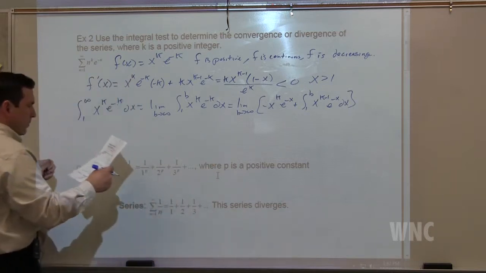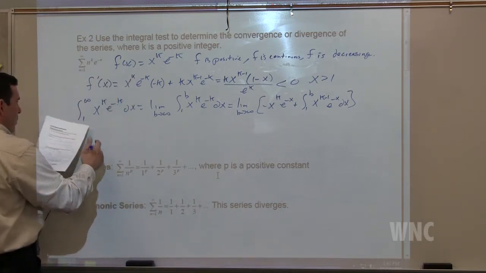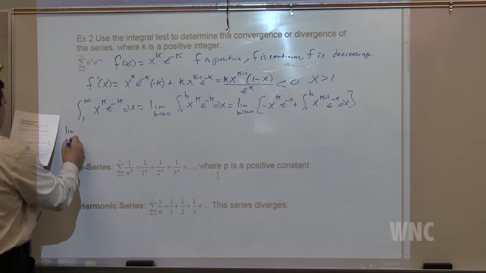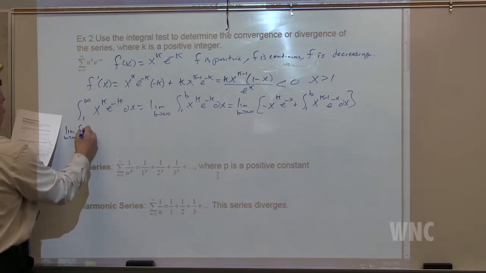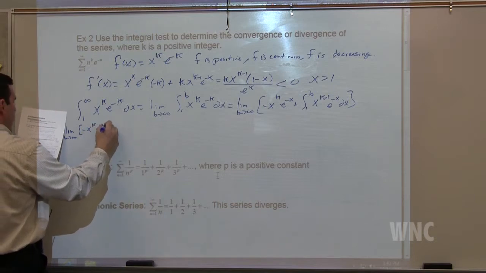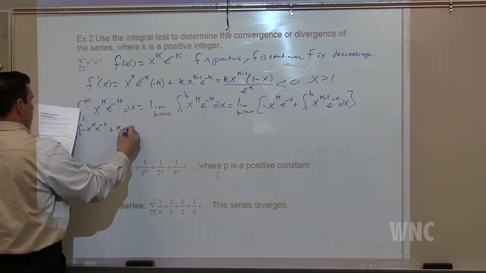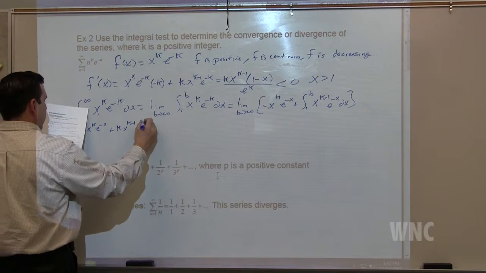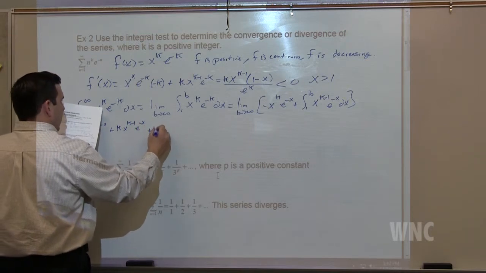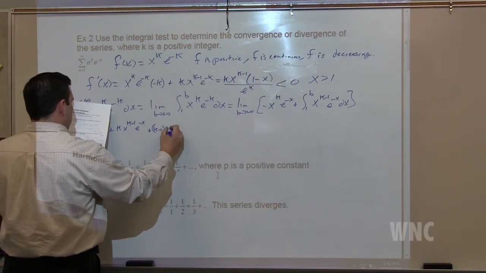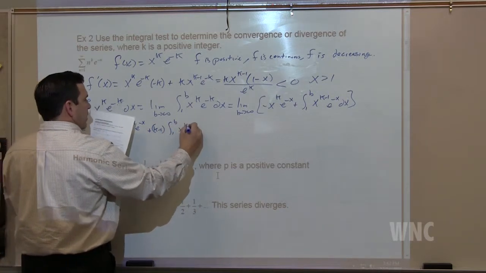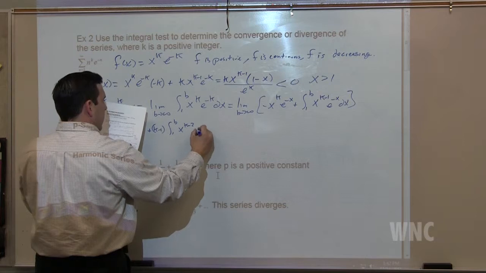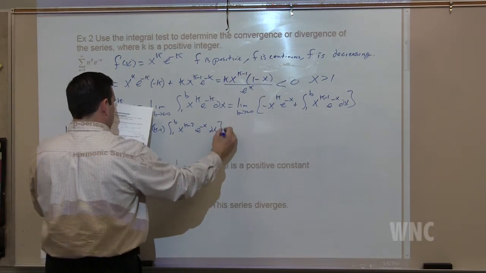Continue this process, we get the limit as b goes to infinity of negative x to the k e to the negative x plus kx to the k minus 1 e to the negative x plus k minus 1 integral from 1 to b of x to the k minus 2 e to the negative x dx.